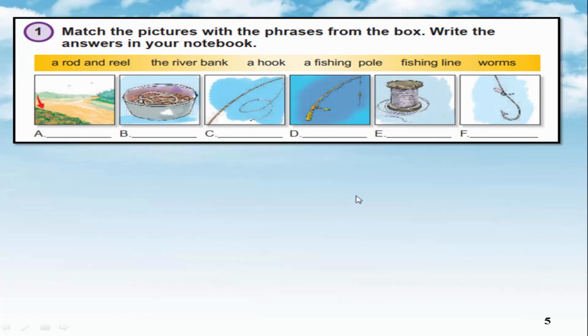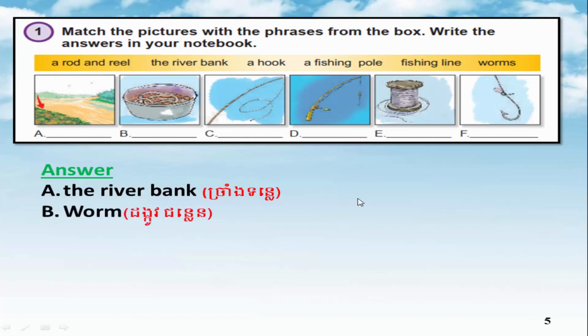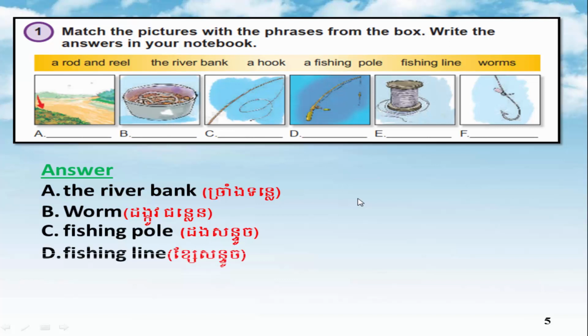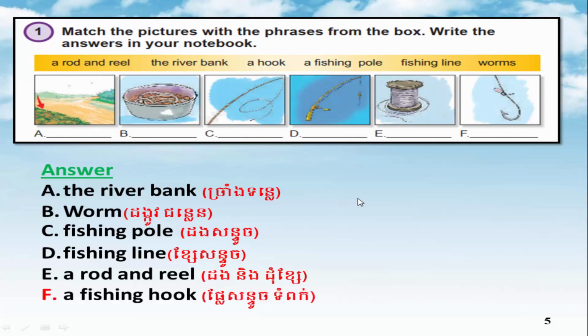Let's check together your answer here. So for picture A, it is the river bank. Picture B is worm. Picture C is fishing pole. Picture D is fishing line. E is a rod and reel. F is a fishing hook. If you have the correct answers, congratulations.